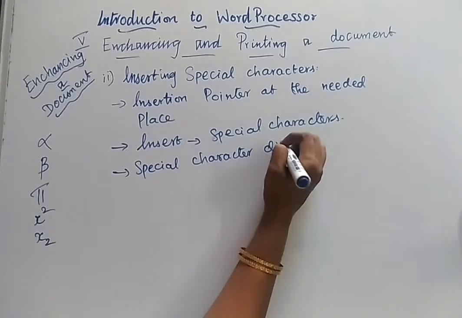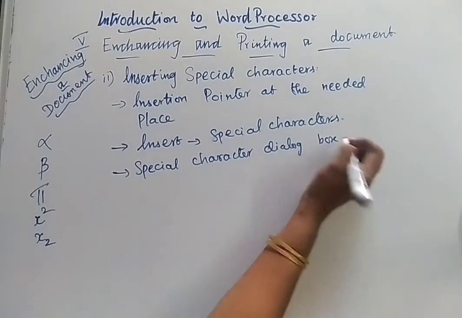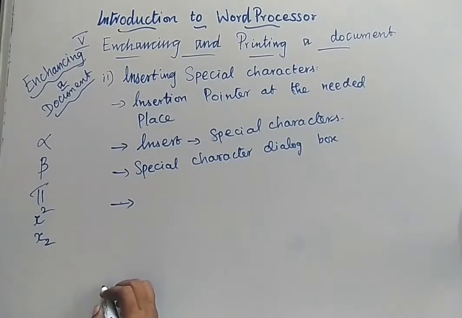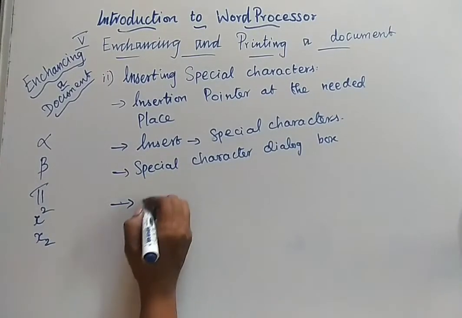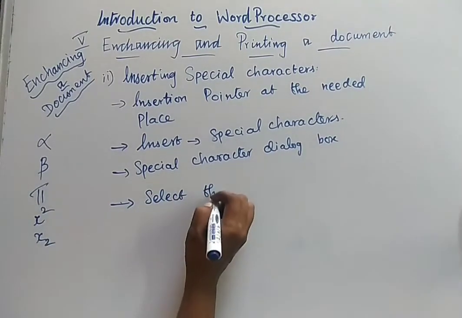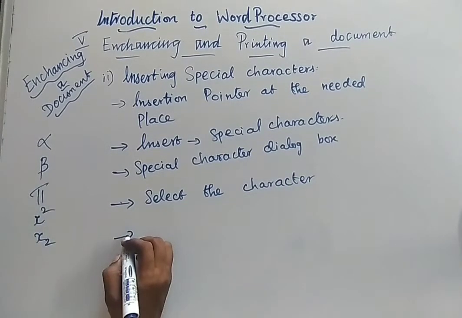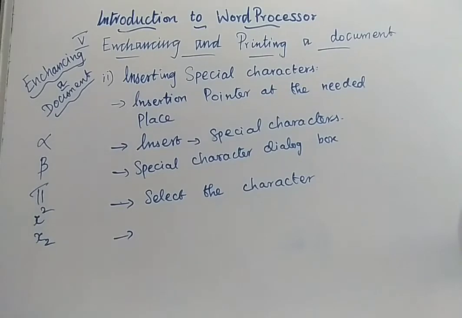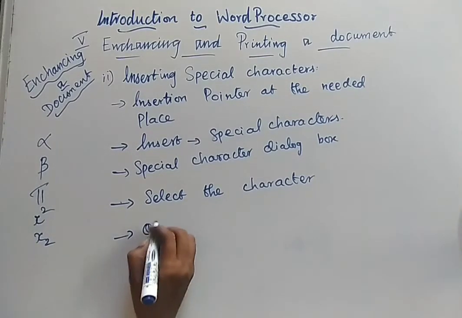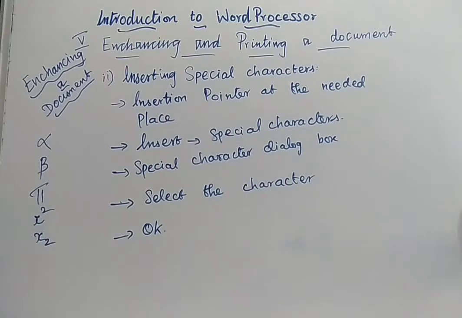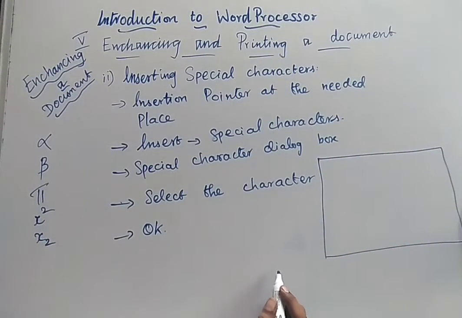In that dialog box, select the needed symbol or character. After that, click OK. Then you will have the selected special character in the document. For example, if the symbol you have selected is not available in the character window, what you have to do is look at this symbol dialog box.